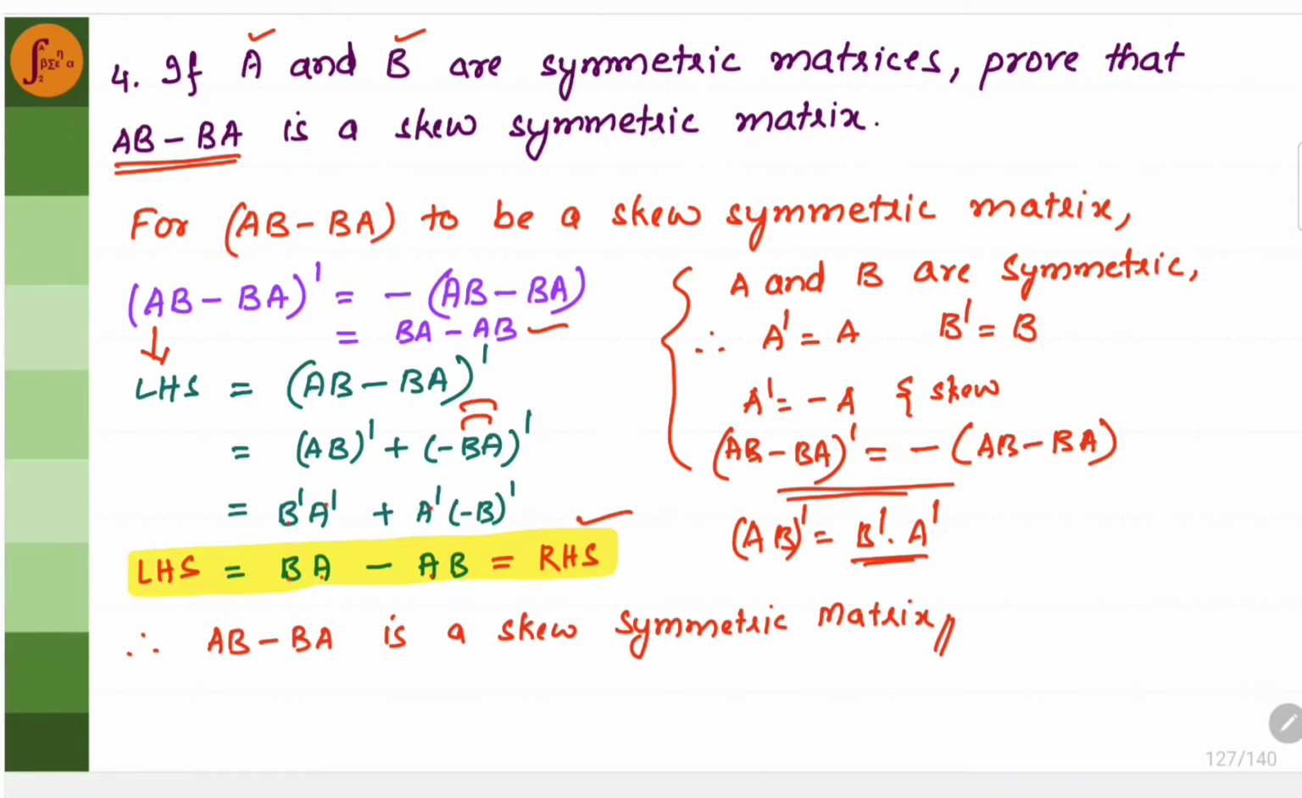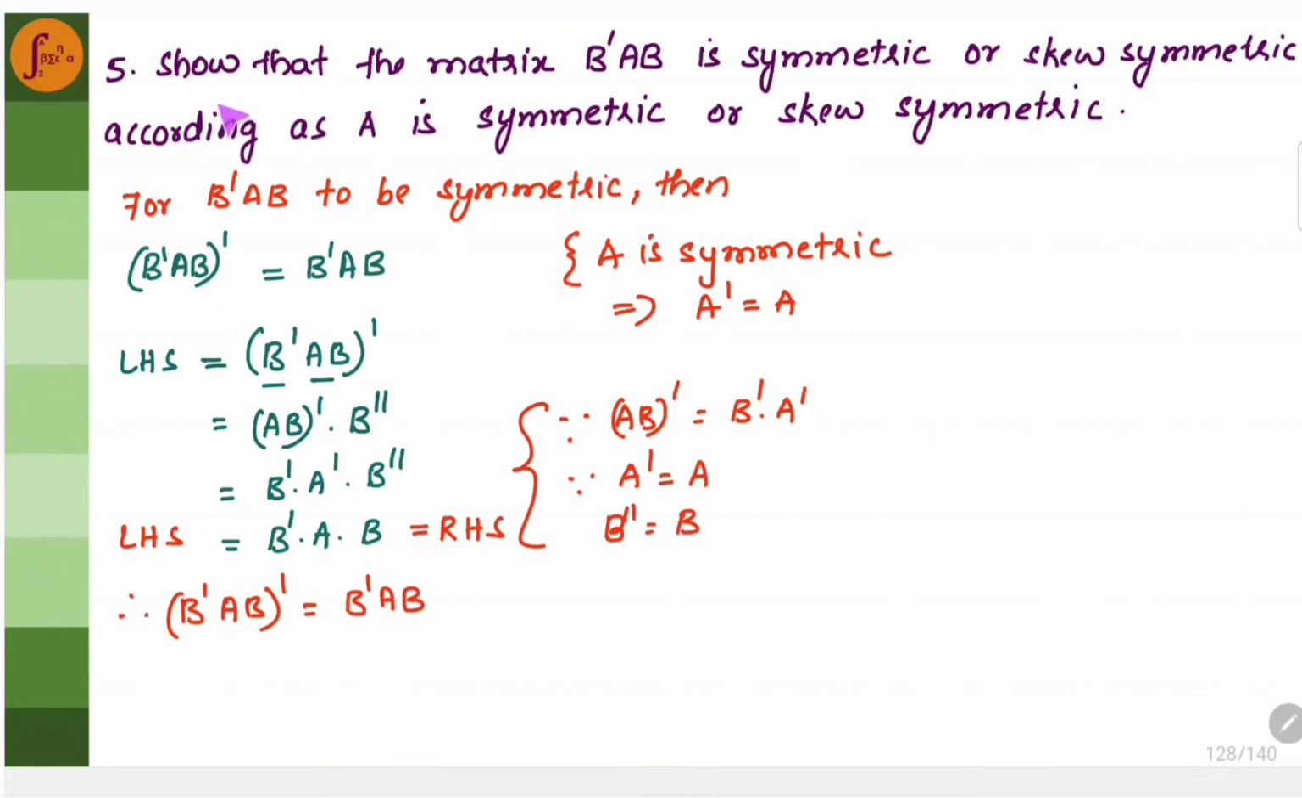So thereby we prove that AB minus BA is a skew symmetric matrix. Another example, show that the matrix B transpose AB is symmetric or skew symmetric. We have to prove B transpose AB is symmetric or skew symmetric based on if A is symmetric or skew symmetric. So what this means is, if you assume that A is a symmetric matrix, then this B transpose AB is symmetric. If you assume that A is skew symmetric, then this B transpose AB is skew symmetric. So based on whatever you take A as, that's going to be the result for B transpose AB.